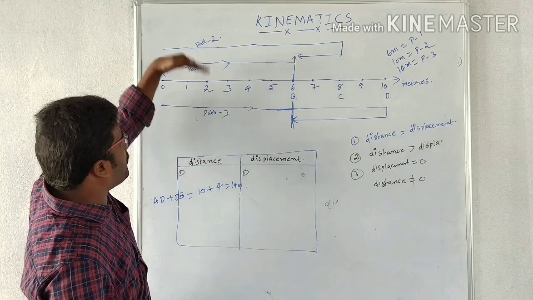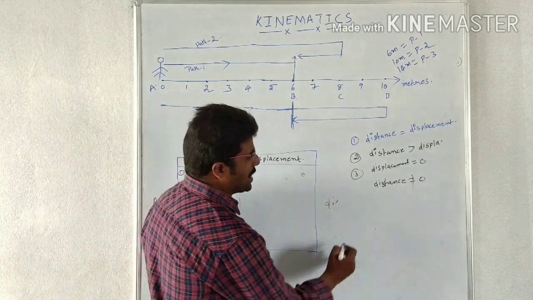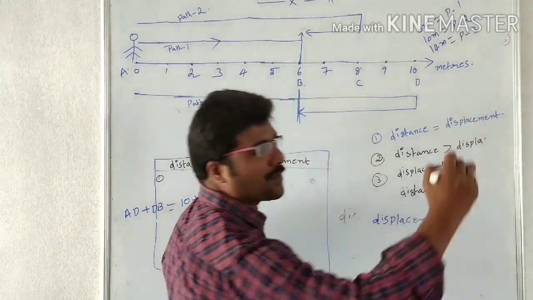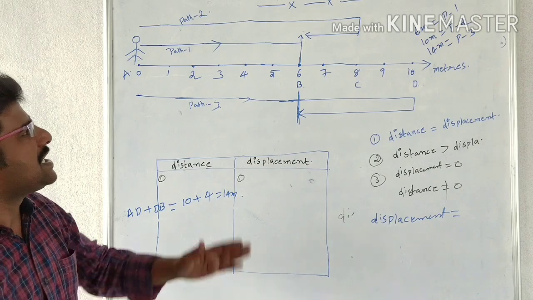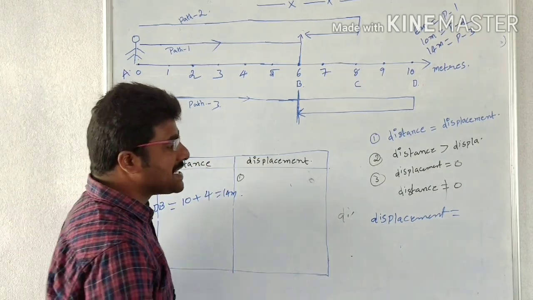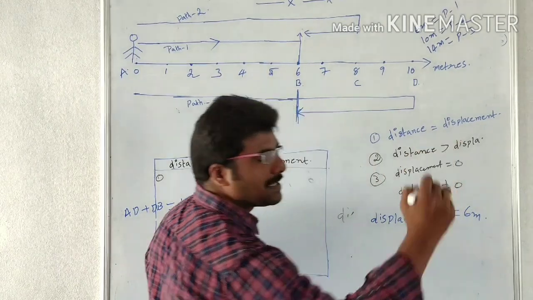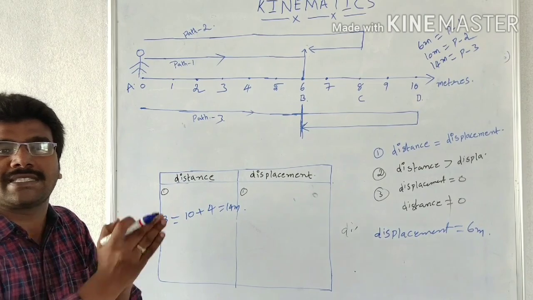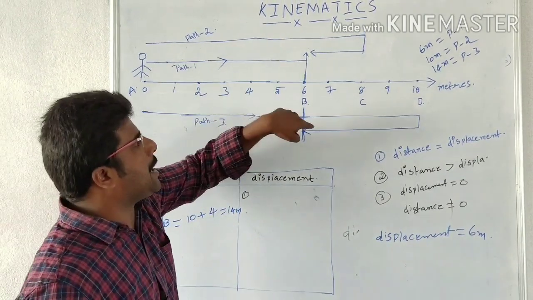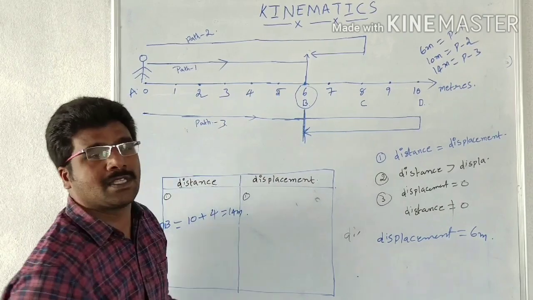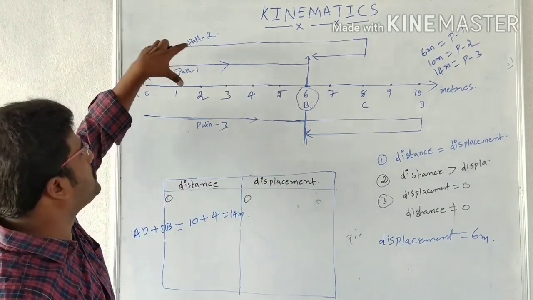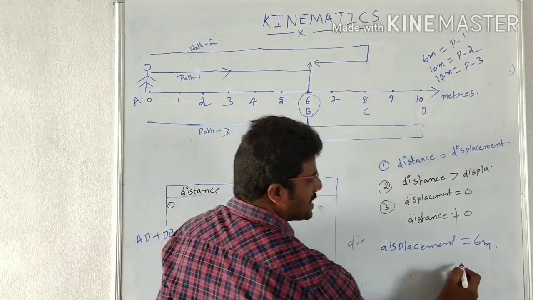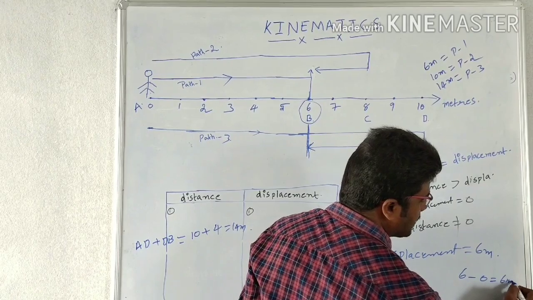But in these three paths, if you take the displacement, what is the displacement? No doubt the displacement is the same, that is 6 meters. What is the displacement? Final position minus initial position. In all these three paths, the final position is B, that is 6. In all these three paths, the initial position is A, that is 0. 6 minus 0 equals 6 meters.